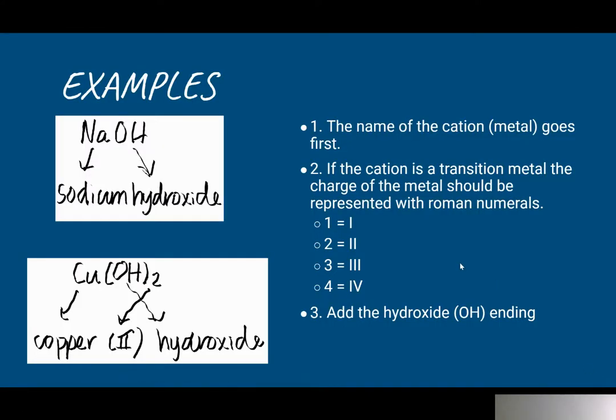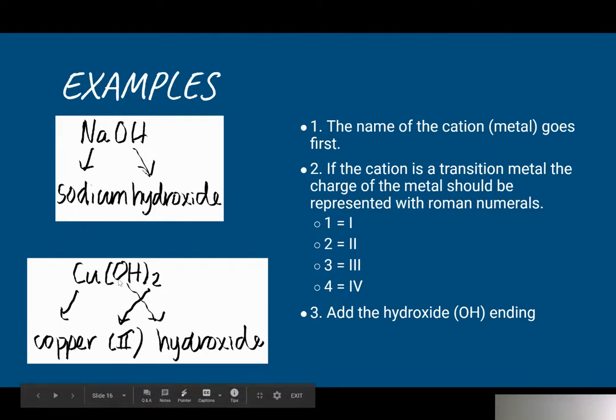So a couple more examples. We have NaOH. So we take our sodium, we write that down, and then we're just writing down hydroxide. Pretty straightforward if it's not a transition metal. For Cu(OH)2, we know Cu is copper. We know our OH is hydroxide, and then we're just taking this little number here, putting it in parentheses.